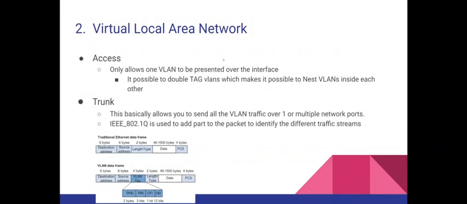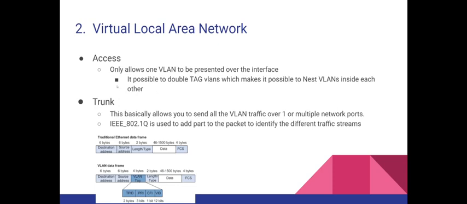So usually the access layer only allows one VLAN to be present on the interface, on the Cisco switch interface. It is possible, however, to have a VLAN inside a VLAN. This is also called double tag VLANs, or nesting VLANs, which just allows you to run a VLAN inside of a VLAN. It's a little bit complicated, but you just see it as a network inside of a network inside of a network, basically. Yeah, it can become really complicated, guys.